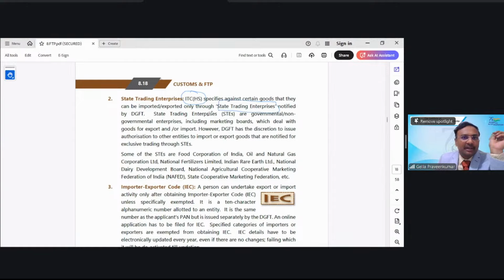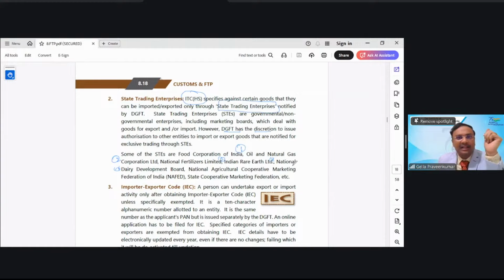State trade enterprises are government or non-government enterprises, including marketing boards, which deal with goods for export or import. DGFT has a discretion to issue authorization to these entities to import and export the goods which are notified for through STE. Some of the STEs are FCI, Oil and Natural Gas Corporation (ONGC), National Fertilizers Limited, IREL (Indian Rare Earth Limited), National Dairy Development Board, National Agriculture Cooperative Market. Similarly, you have Rubber Board, Coir Board, etc.